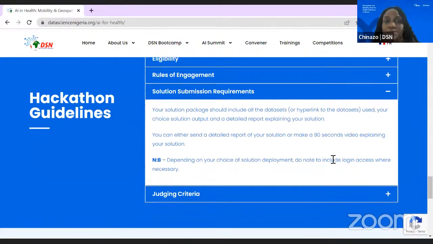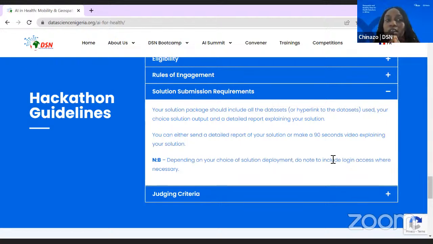So the solution submission requirements say your solution package should include all the data sets or hyperlinks to the data sets used. You can include all the hyperlinks or the names of the data sets. That will also be acceptable. Your choice of solution outputs and a detailed report explaining your solution. So if your solution is a web interface or a web app, then you can build that and have an explanation in such a way that people reviewing it can reconcile what you've built and the story behind it.